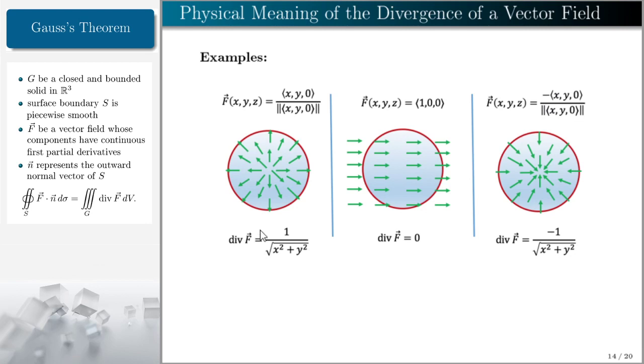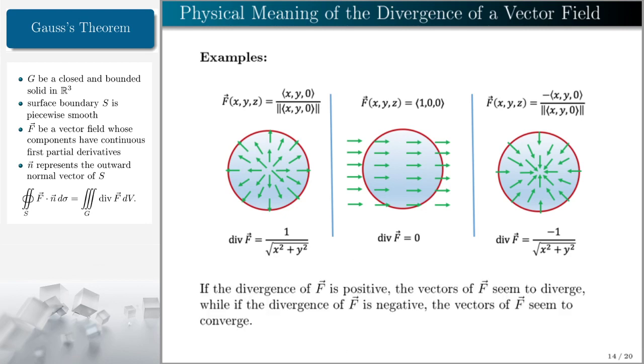And you will see that when the divergence is always positive, the vectors seem to diverge or expand, while if it is negative, they seem to converge or contract. And that's the name divergence, because true enough, the divergence somewhat describes the way the vectors of the vector field behave, whether they diverge if it is positive or converge if it is negative.